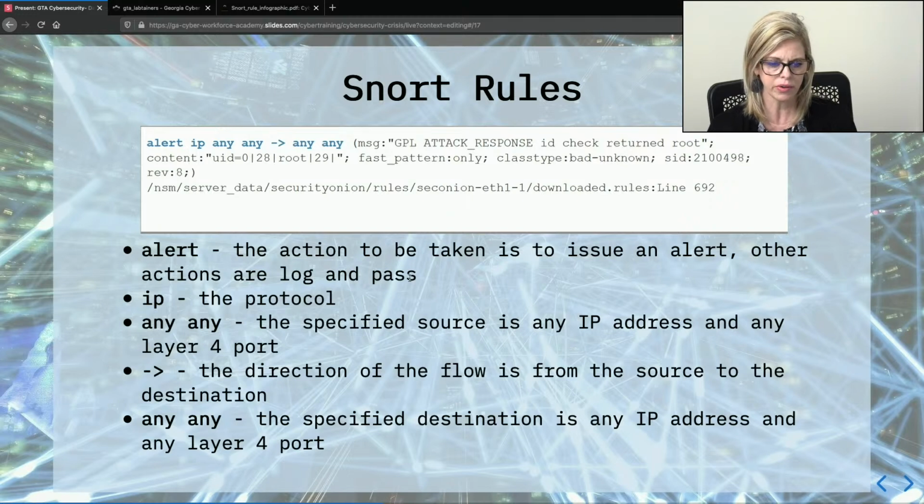So we've pretty much gone over all the information that you see here. The alert is the actual action that can be taken. So alert is not the only action. You could set it up to log instead of alert to the dashboard or the console. You could have the action be pass, where the traffic is passed through the IDS. As I said before, the protocol could be TCP specified here, something specific to UDP, or the ICMP messaging protocol.